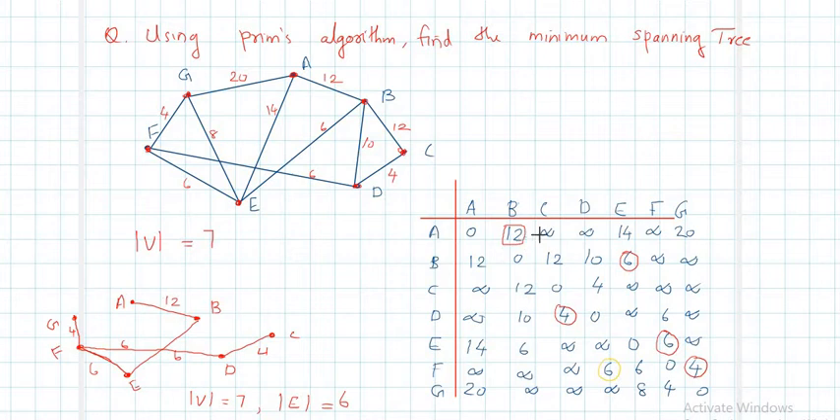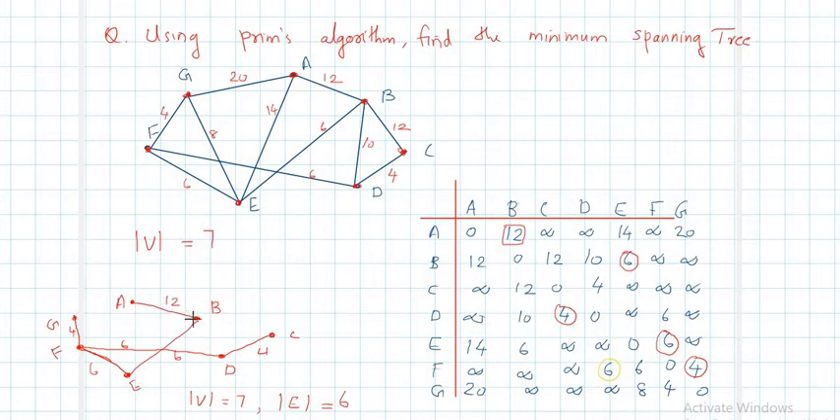Now, starting from the first row, mark the minimum value in that row except 0. That is, here the minimum is 12. Mark that value. So that is from A to B. Then put the vertices A. This is the connection from A to B. Draw that edge.